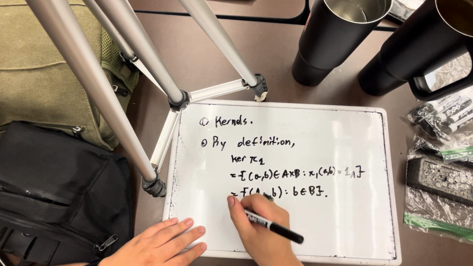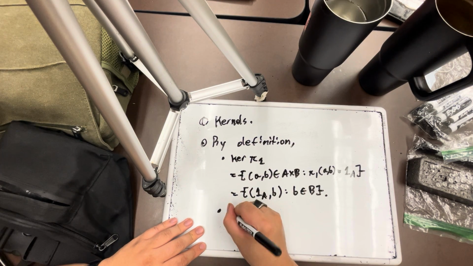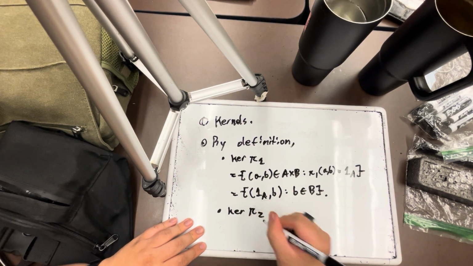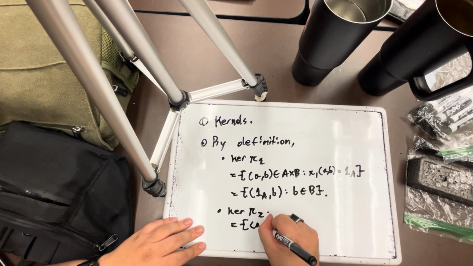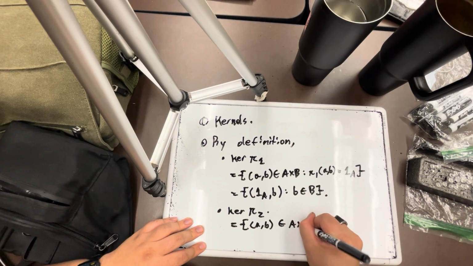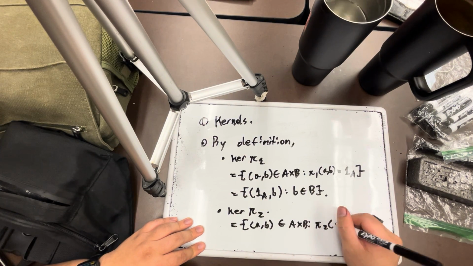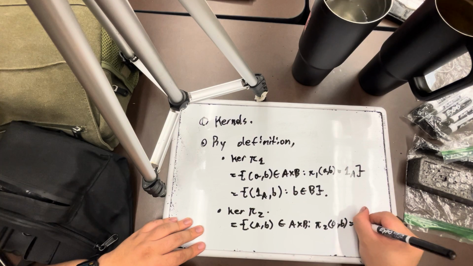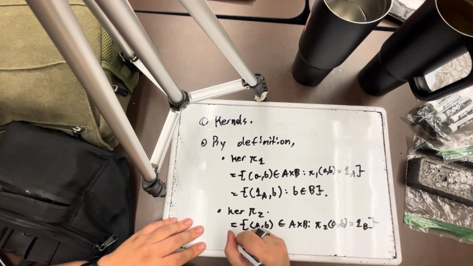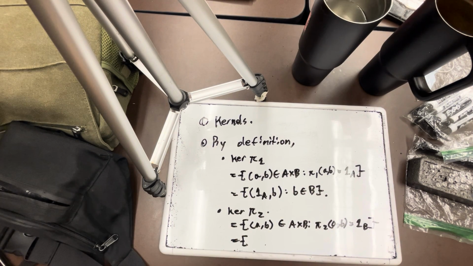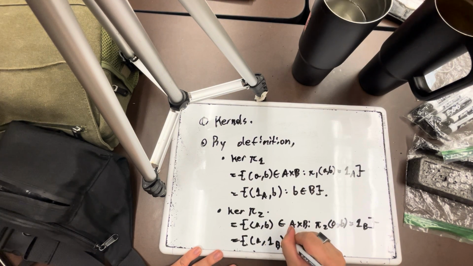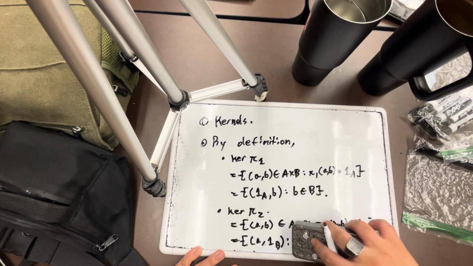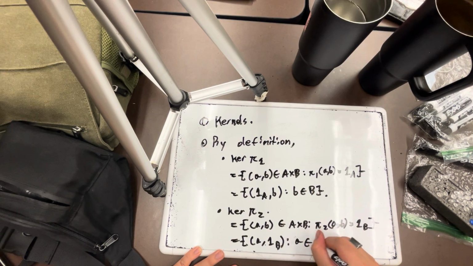Now, how about the kernel of pi sub 2? Well, that's equal to the set containing (A, B) within A cross B such that pi sub 2 of (A, B) is equal to the identity of B. And that is equal to the set containing (A, identity of B) such that A is contained within A. Little a is an element of big A, right?